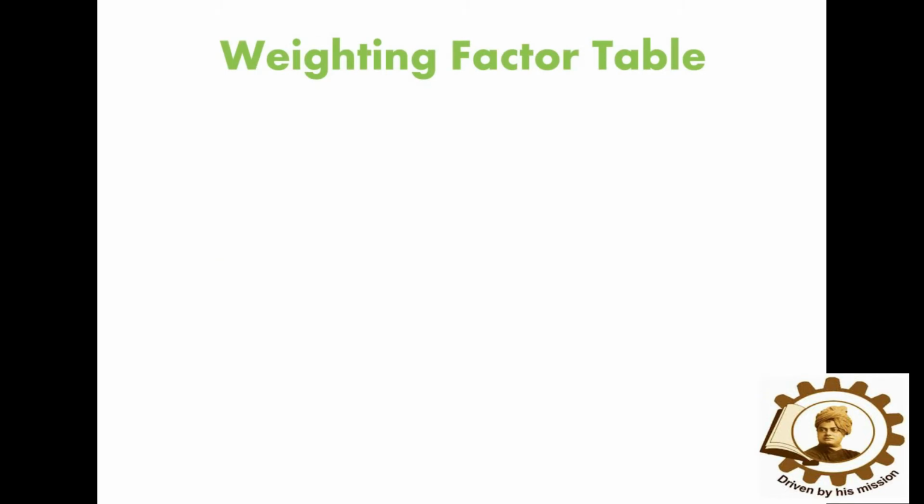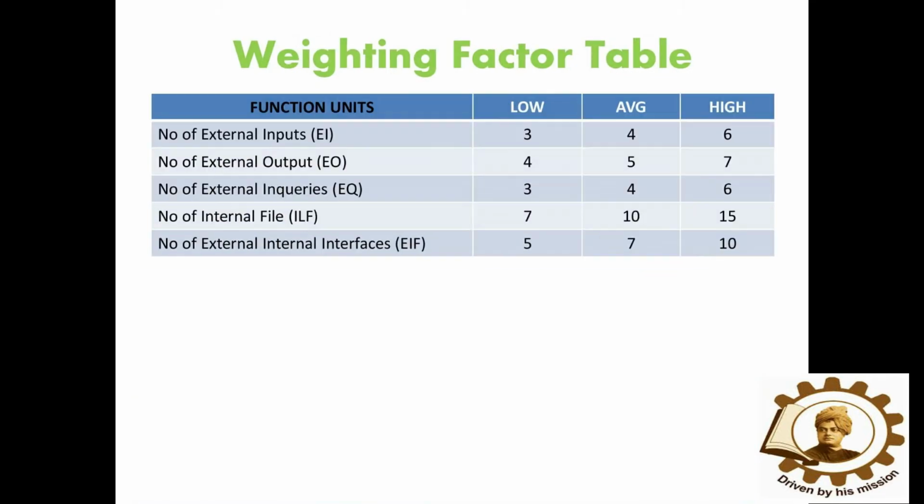Now we have to think about the weighting factor table. This weighting factor table is a universal table that we have to use in our calculation. The weighting factor table has 5 different functional units, and each unit has 3 conditions: low, average and high. Generally we have to use the average condition in our calculation. But sometimes in the question, low and high factors will be given. At that time, we have to calculate the average one, and use that average in our calculation.